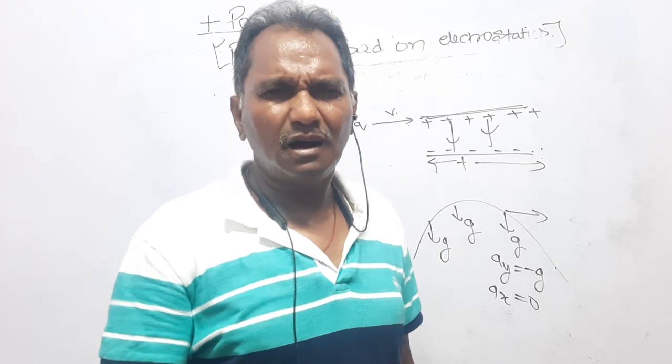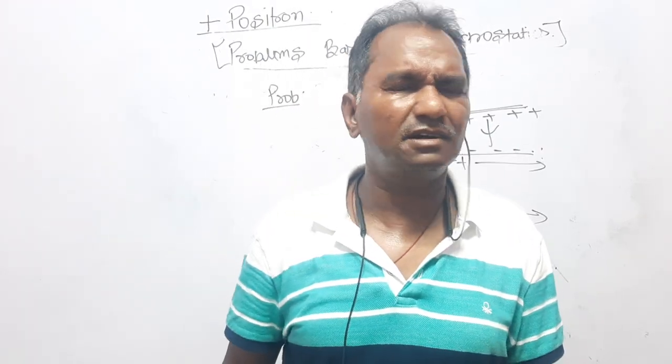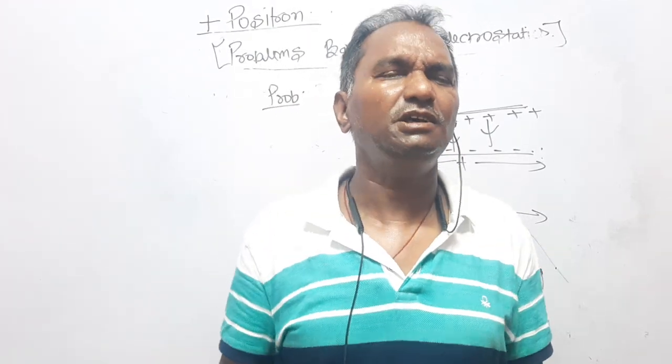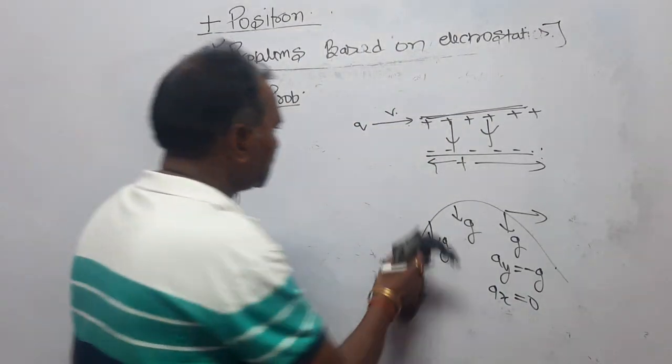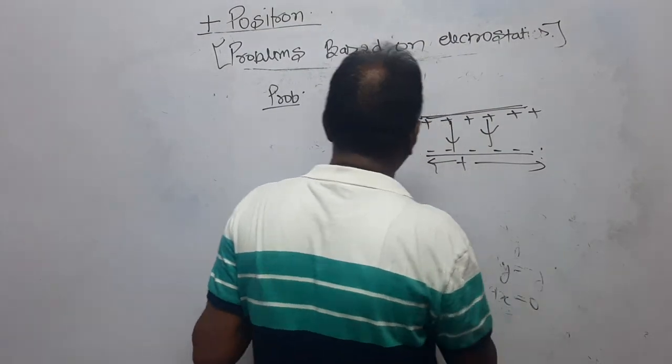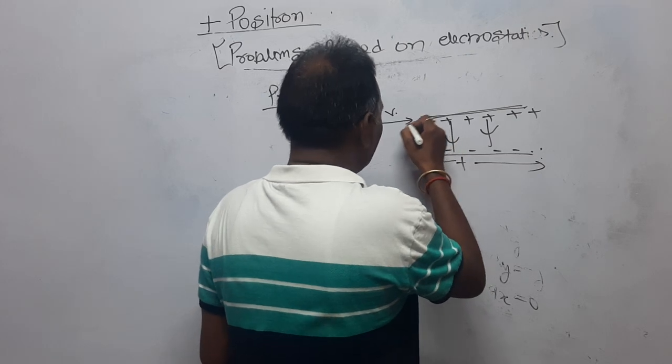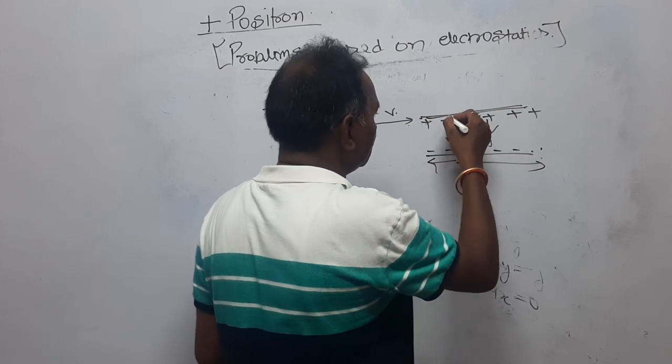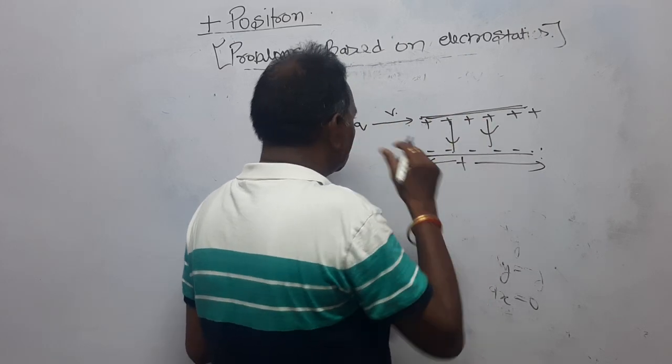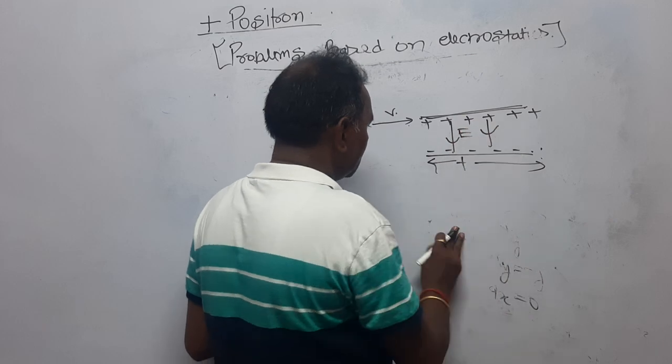It might be that horizontal acceleration is acting and vertical acceleration is 0. Even then the path will be a projectile. Now in this case what happens? Look here. The body enters, the electric field is this. Dear student, this is the electric field.